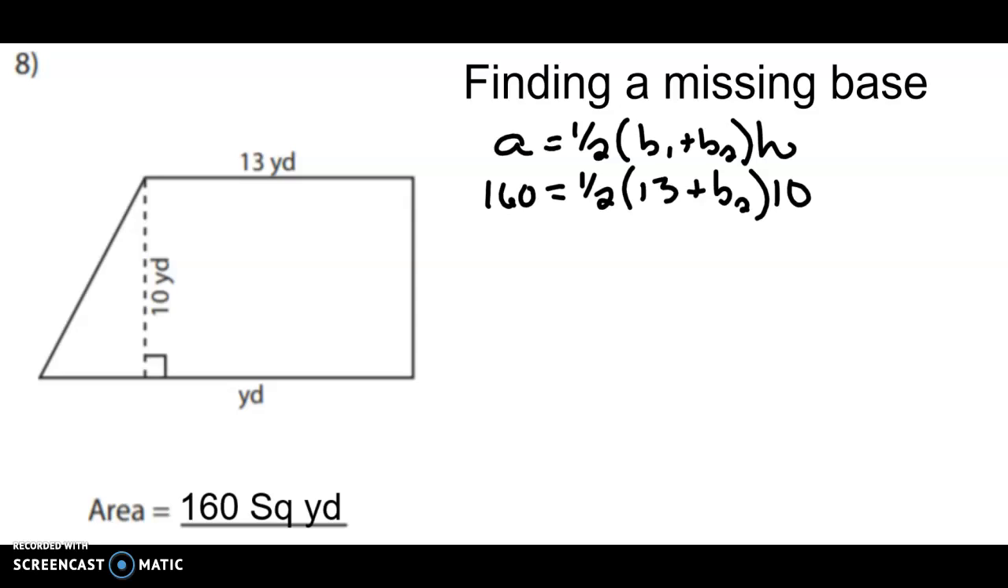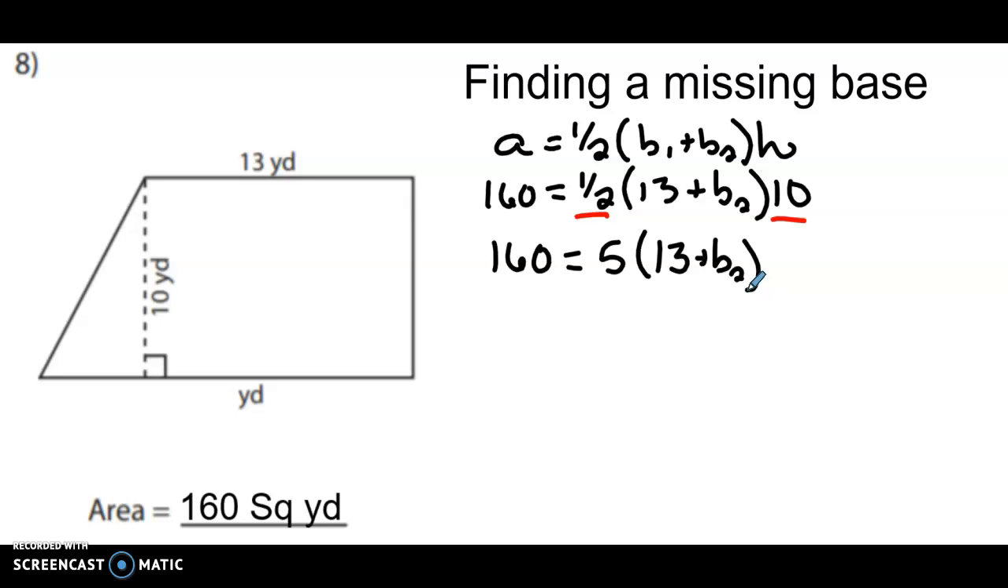Now this is where it's a little bit different than when we're finding a missing height. So next, we cannot do this addition here because we don't know what 13 plus B2 equals. We're going to figure it out, but what we're going to start with is combining the half times the height. So you're always going to do half times height. So we get 160, and half times 10 is 5. So we know that that's 5, and then we still have 13 plus the second base in parentheses.